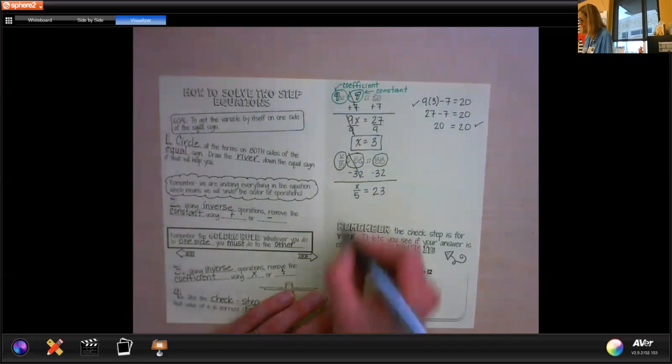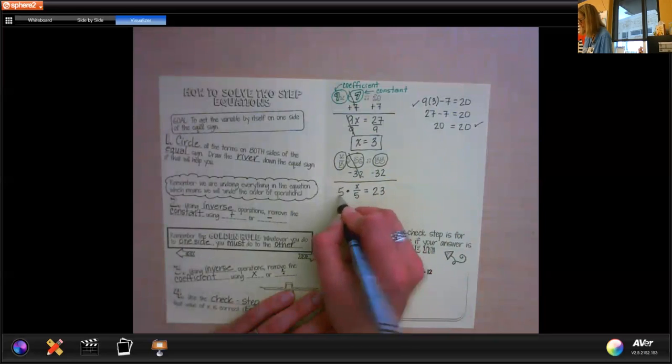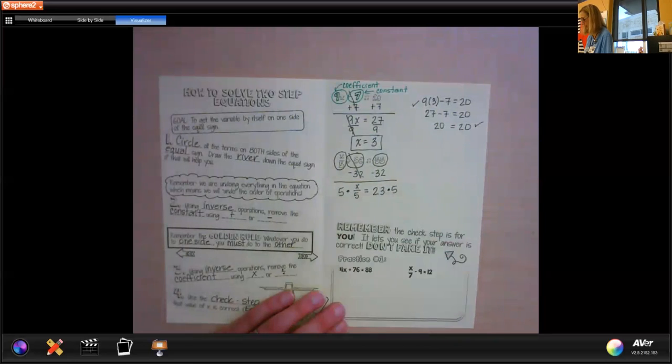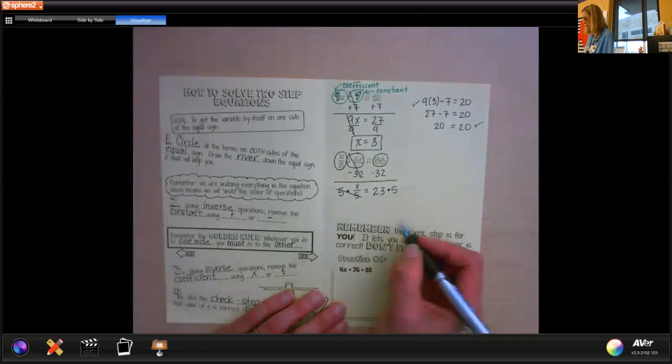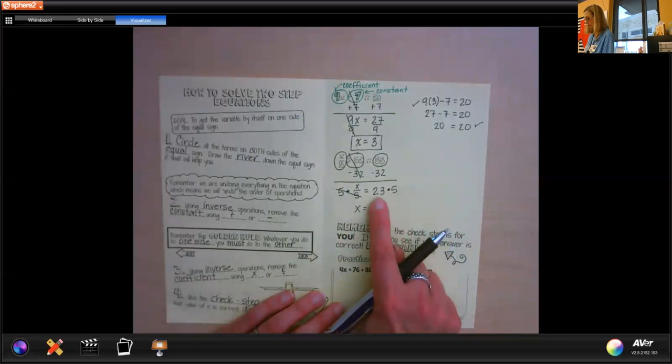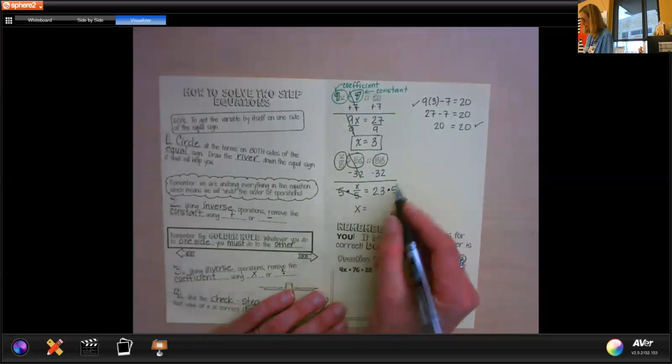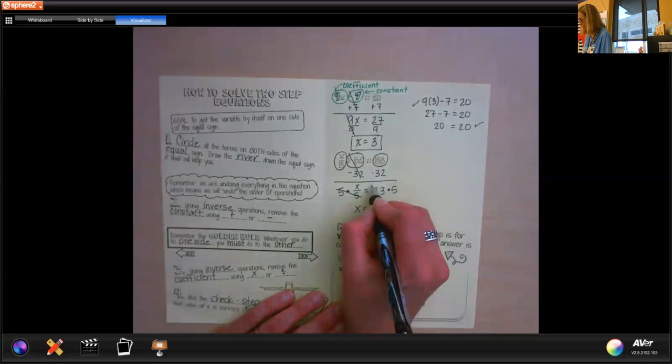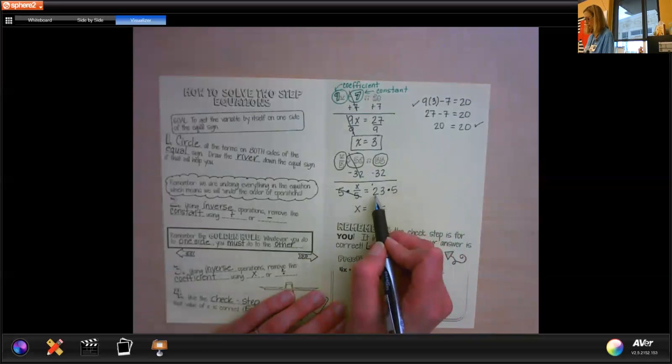The opposite of dividing by 5 is multiplying by 5. So I'm going to multiply by 5 on each side. These will cancel one another out. 5 divided by 5 is 1, and 1 times x is x. And then we have 23 times 5. 5 times 3 is 15. Carry that 1. 5 times 2 is 10, plus 1 is 11. x is equal to 115.